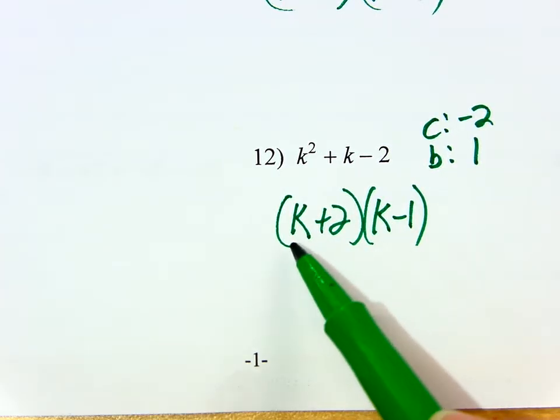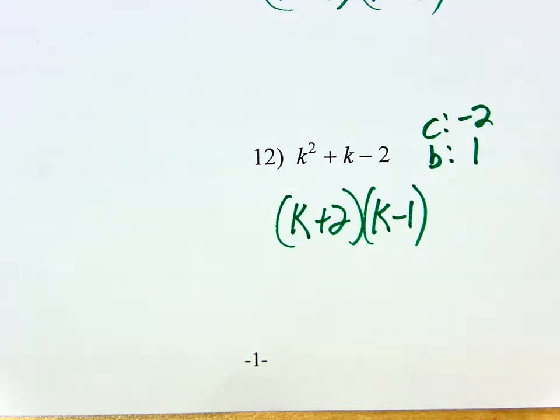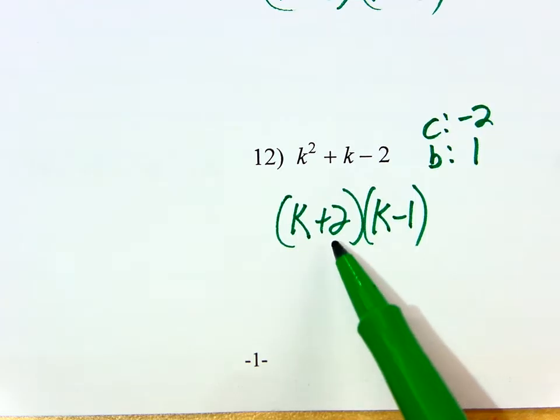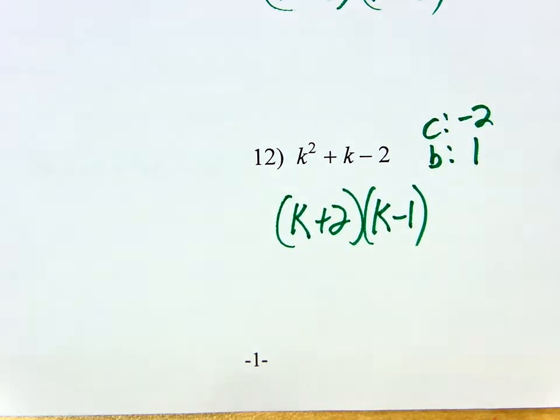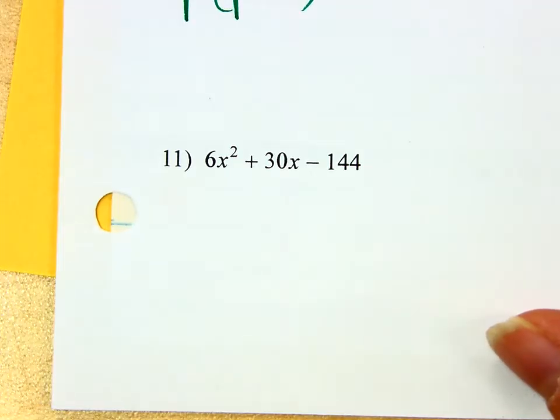You don't even have to write it. Do it in your head first. Outside minus 1, inside plus 2. Minus 1 plus 2. Yep, that's plus 1. And then positive 2 times negative 1 is negative 2. Don't lose the points on the signs when you can so easily check them. All right? Now, let's go back to 11.